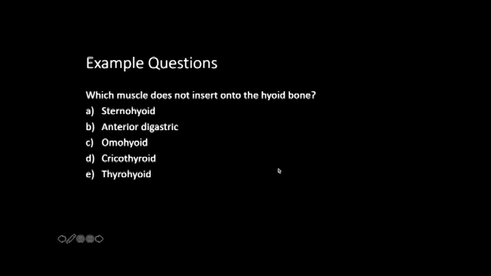Next one, which muscle does not insert onto the hyoid bone? Like I said earlier, a lot of the muscles can be figured out by their names where they attach. So sternohyoid obviously attaches to the hyoid, sternum. Anterior digastric, we'll come back to that one. Omohyoid obviously attaches to the thyroid. Cricothyroid probably doesn't attach to the hyoid because it's attaching to the cricoid cartilage and the thyroid cartilage. And then thyrohyoid attaches to the hyoid. Anterior digastric also attaches to the hyoid. It was the one right under, well, technically on top of the mylohyoid muscle. So D, cricothyroid is correct.